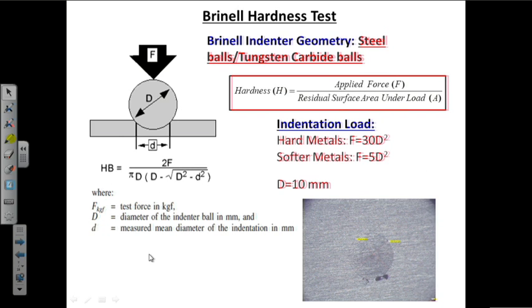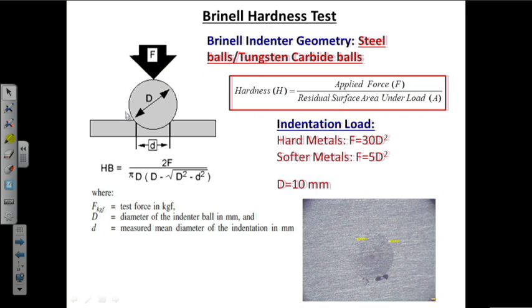A schematic of the Brinell hardness test is shown here. You can see the Brinell indenter is made of steel balls or tungsten carbide balls. We select these indenter materials, such as steel or tungsten carbide, depending upon the material we are going to test. If we test a softer material, we use steel balls, whereas if we want to test a harder material, we use tungsten carbide balls.